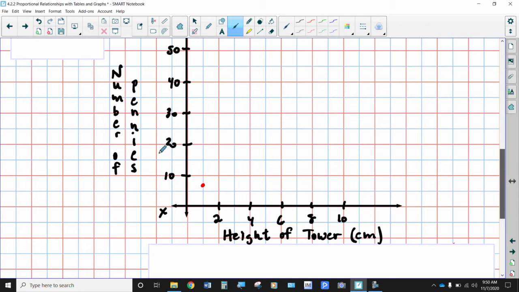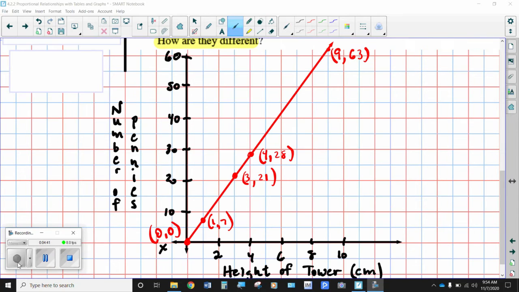Okay, so why don't you pause? I'm going to pause and complete that graph based on the information in the table. All right.